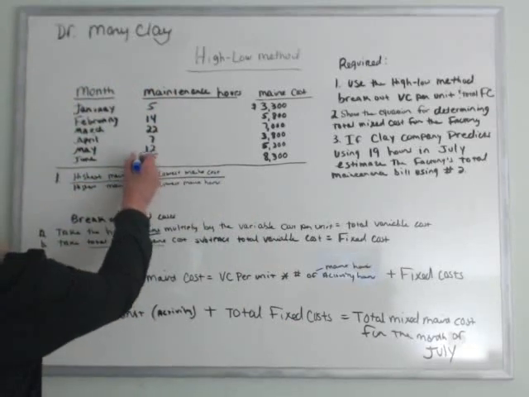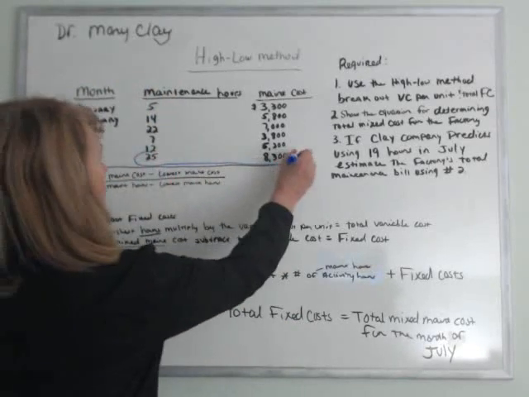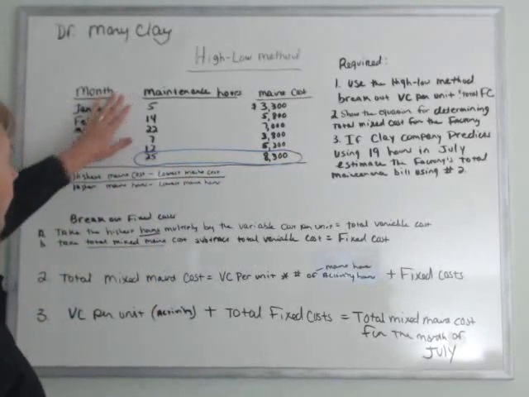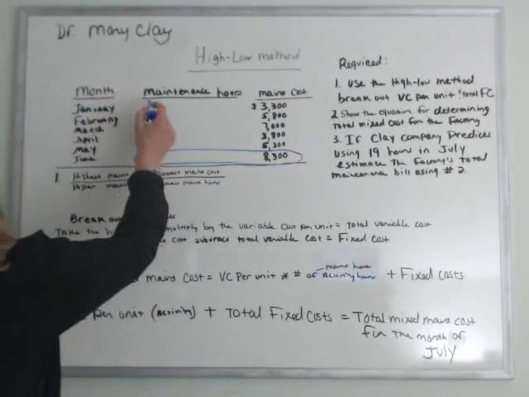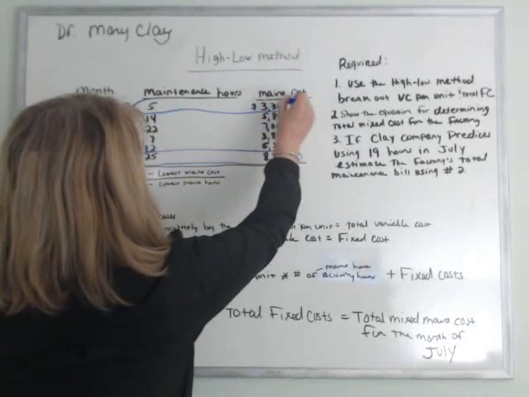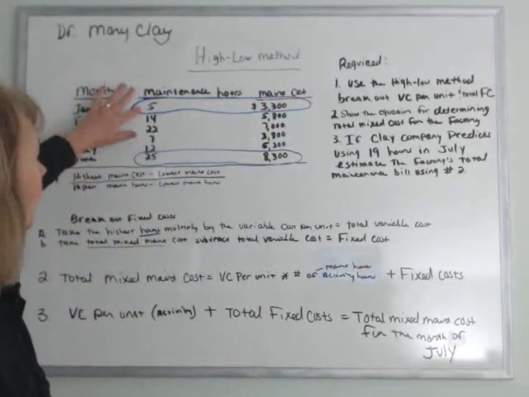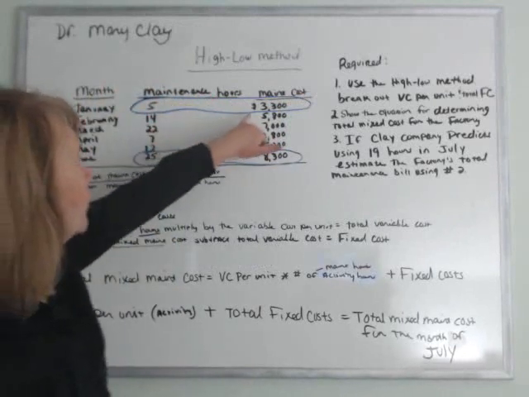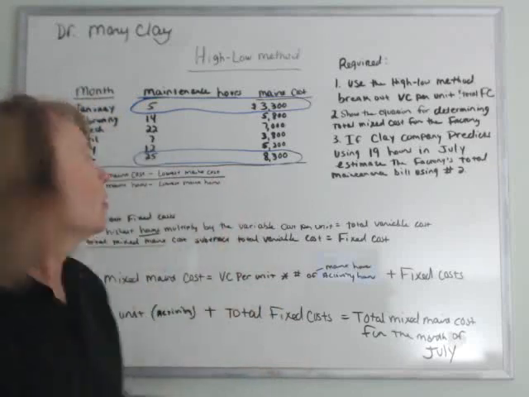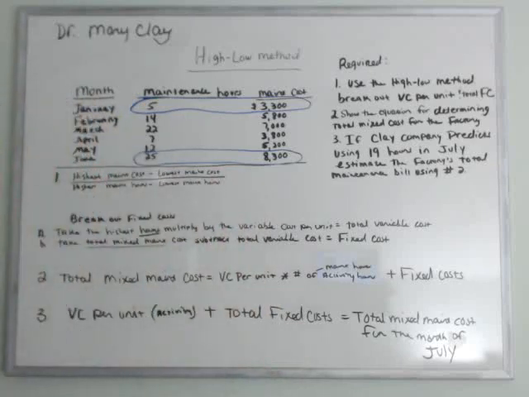So I'm going to circle that, and then I'm going to circle the costs associated with that. The lowest activity is January, and we're going to circle that. So I'm focusing on the activity, which is hours, and the total maintenance costs. The other numbers, those are out the window now. We don't care about those.